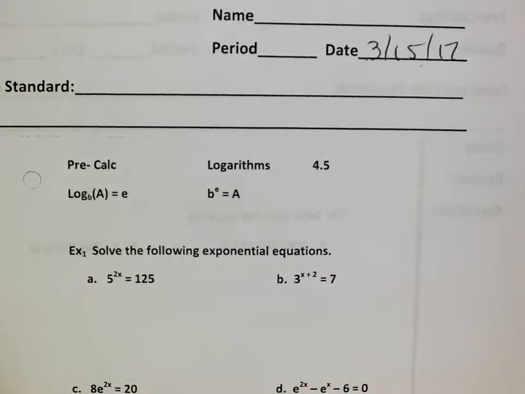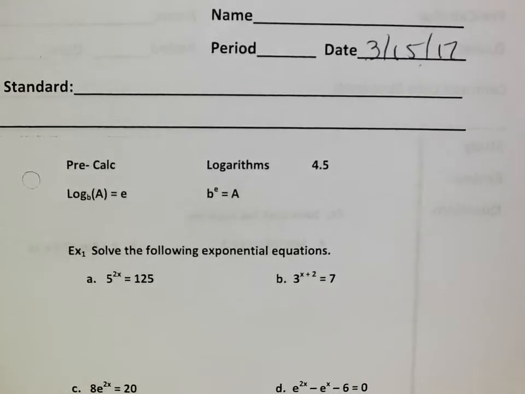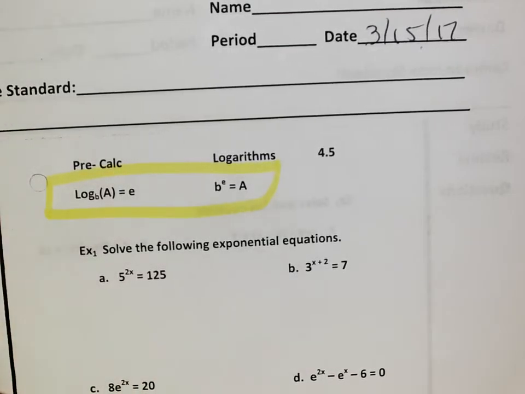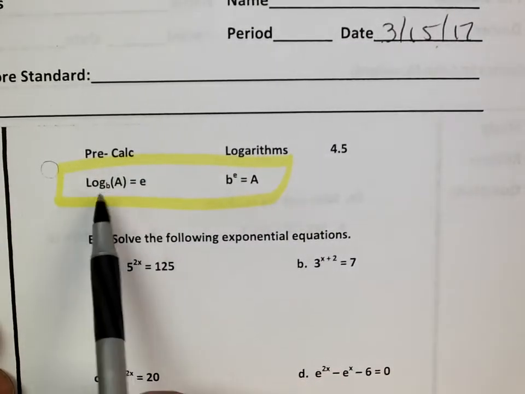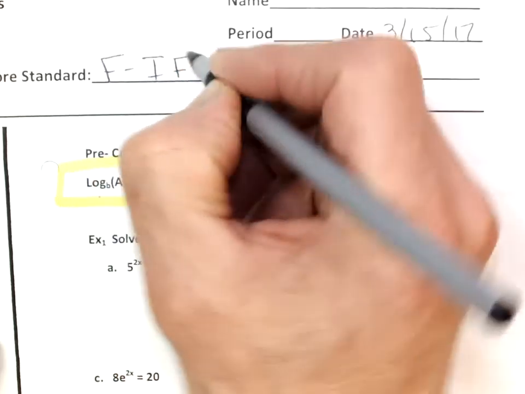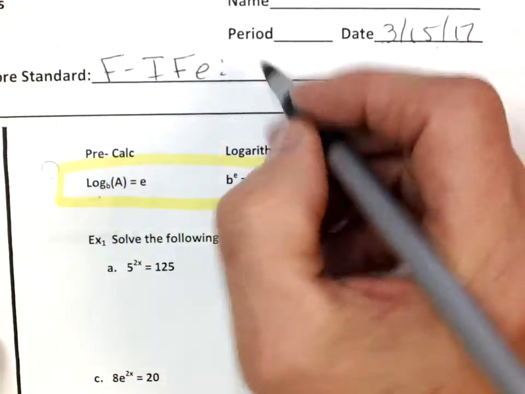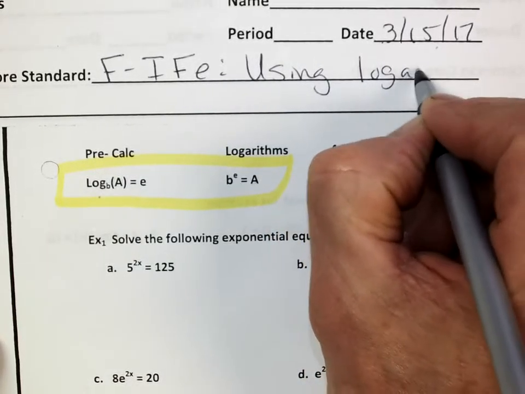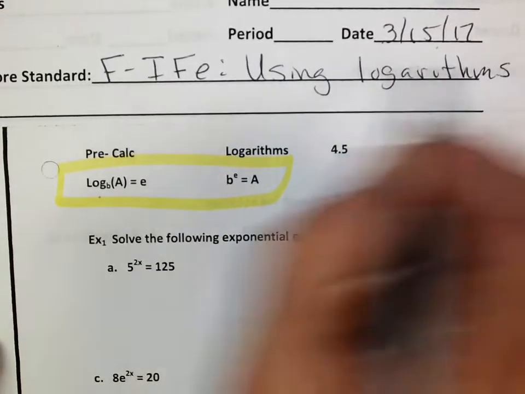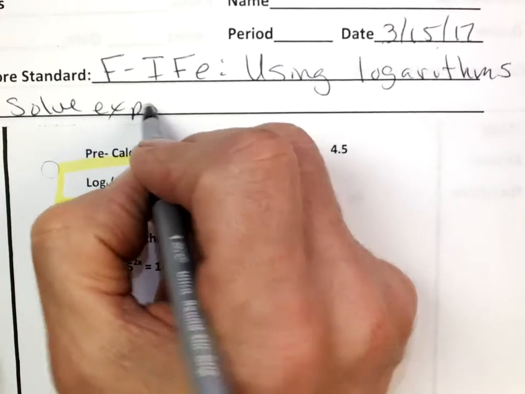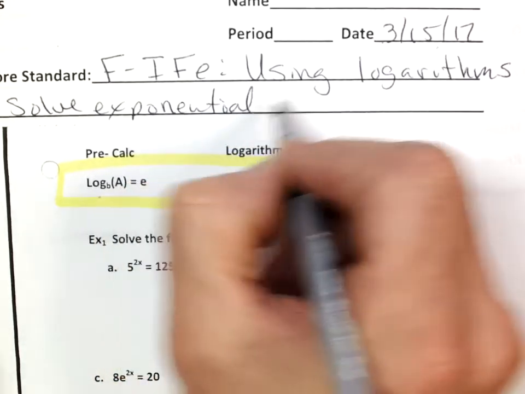Let's solve. One of the things I always do is I continuously put this on your notes. You notice that? It's on there every single time because quite often we're going to convert from log forms to exponential form, okay? Common Core, F for function, IF for interpreting functions, E. It says using logarithms to solve exponential equations.